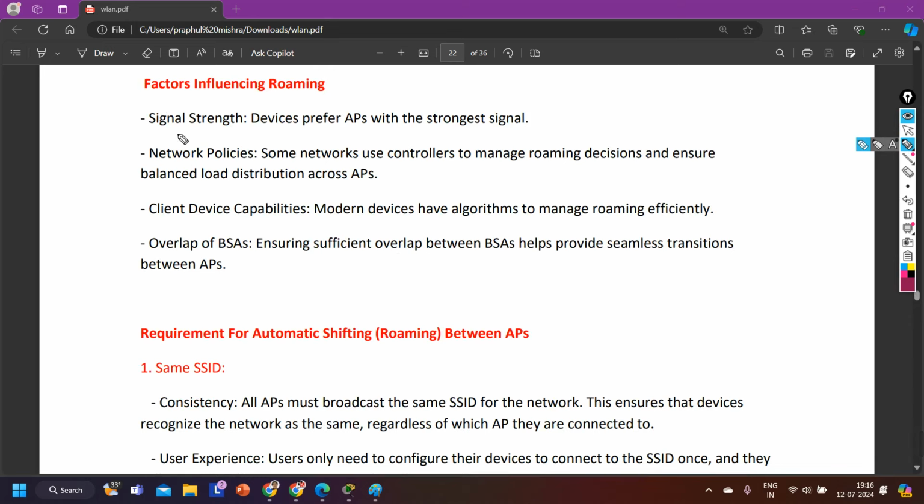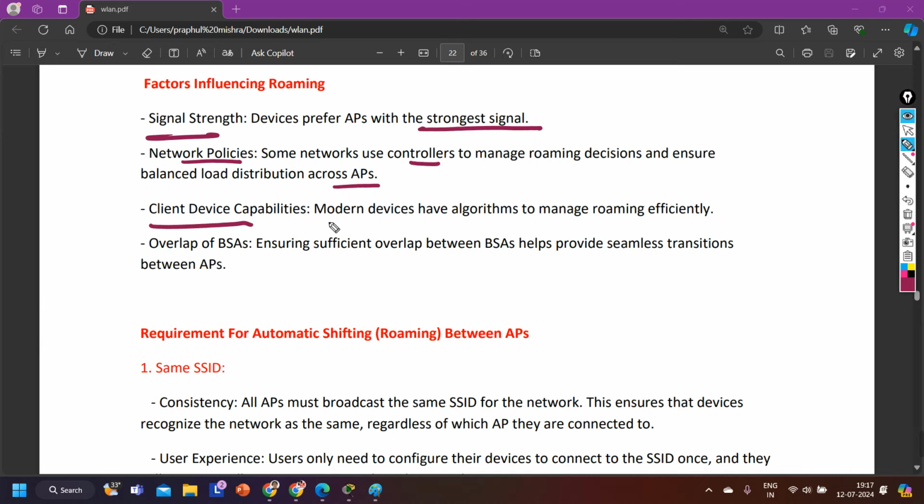Now guys, some factors in roaming. Factors influencing roaming. So, signal strength: devices prefer APs with the strongest signal. Then network policies. Like I told you, the AP sends capabilities in the beacon signal. Some networks use a controller to manage roaming decisions and ensure load balanced distribution across APs. So these are factors. Okay, so policies or capability: let's say a feature is running on the new AP which is not supported by your client machine, then your client machine is not going to connect with the new AP. So capabilities should be supported on both devices.